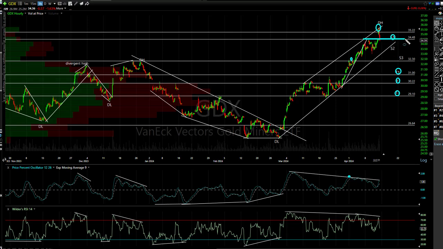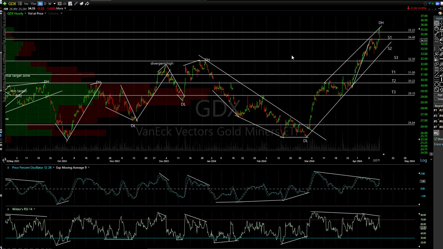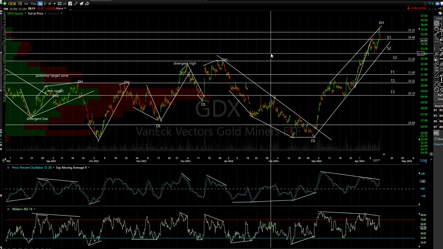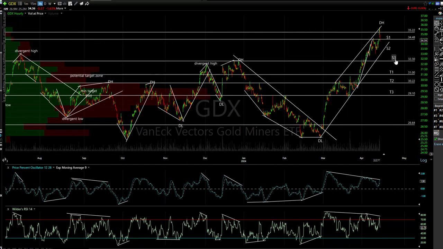S1 means first support. S2 is a second support trend line. S3 is a third support. And then if we get a deeper correction, it would be those initial targets from that other trade, which most folks probably stopped out of. But if not, then like I said, we've just gotten a little hot this trade.